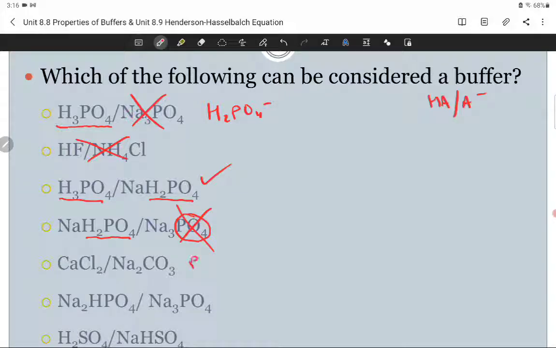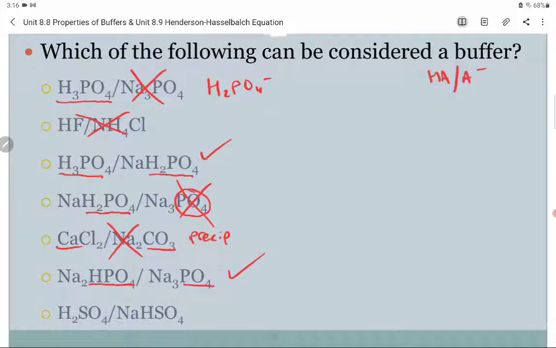This would actually make a precipitate if you tried to combine calcium ions and carbonate. So that's not a good buffer. HPO4 and PO4. Now, with all these, I've neglected the charges while they're polyatomic ions, but that's a difference of 1 H positive. So bingo, that would be terrific.